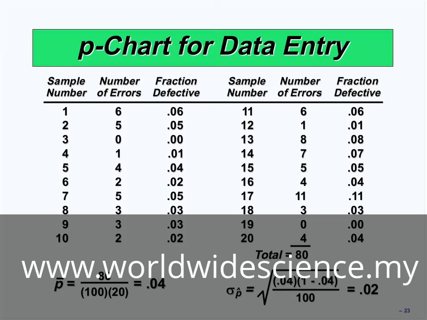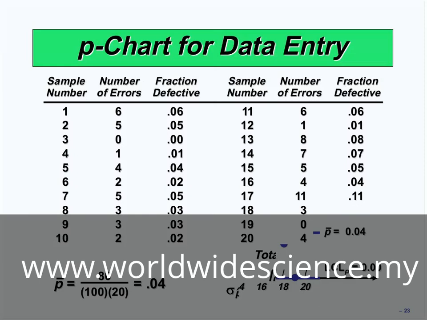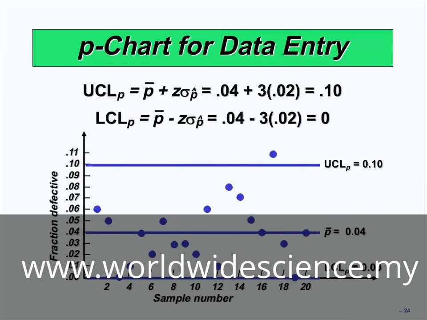Okay, so P bar and sigma P can be calculated through this data table that has been measured by the operation manager. UCL and LCL can be calculated easily by the formula P bar plus Z sigma P bar. UCL is equal to 0.1 and LCL is equal to 0 according to the formula.